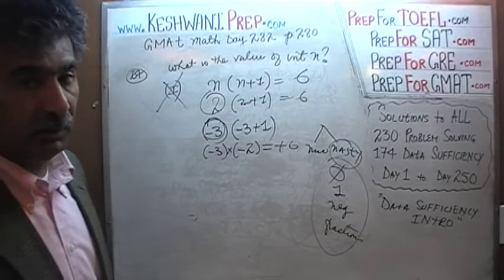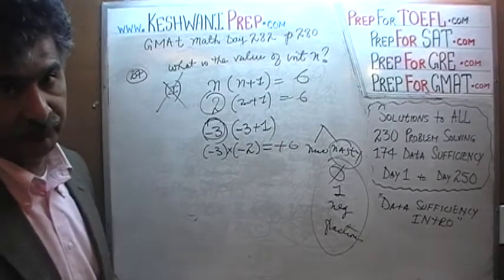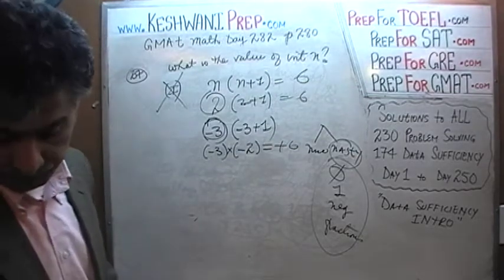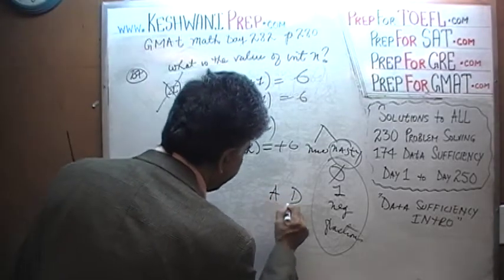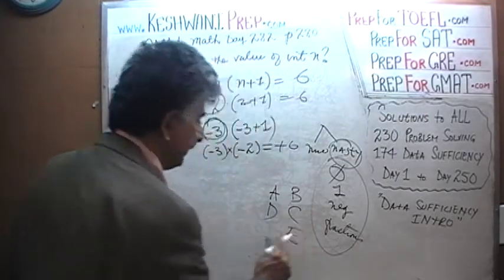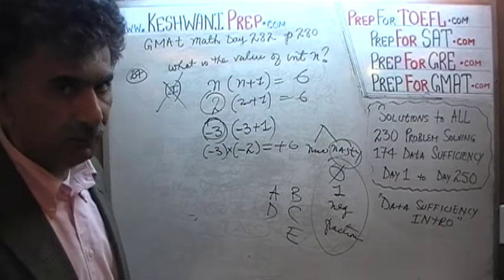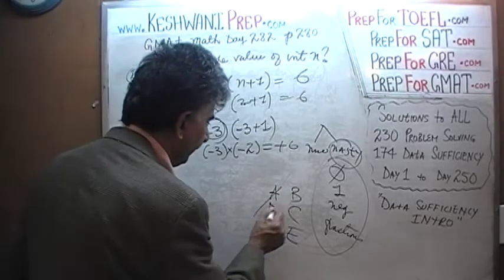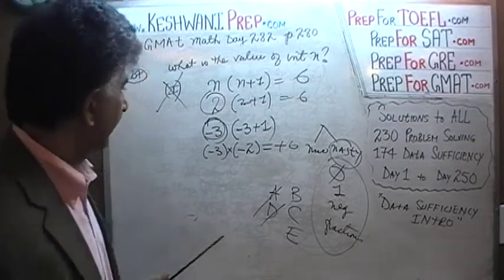Only those people who do not worry about negative numbers will think that this statement is enough. It's not enough. We just found out that the first statement is not enough. Since the first statement by itself is not enough, we know now that the answer cannot be A or D. It would have to be either B, C, or E. You understand? Let's look at the second statement.